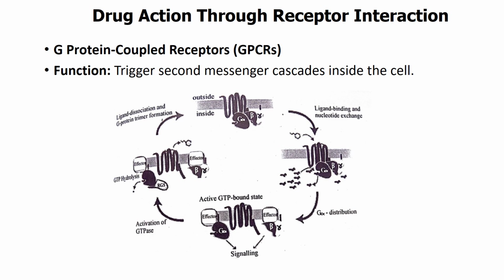Number 2, action of receptor, or action of drug through receptor interaction. Now we are looking at G protein coupled receptors. It functions to trigger a second messenger cascade inside the cell, as depicted by the diagram before you.